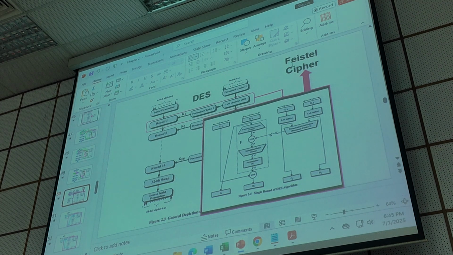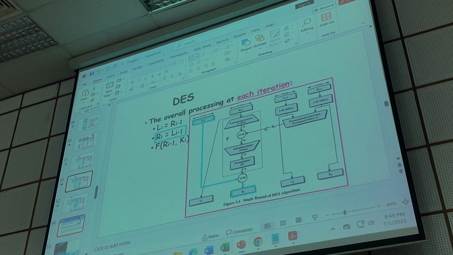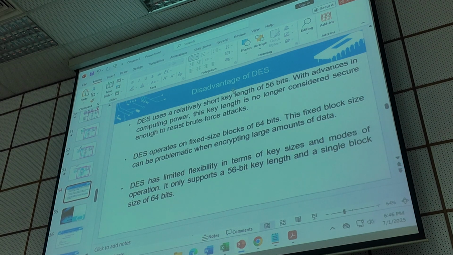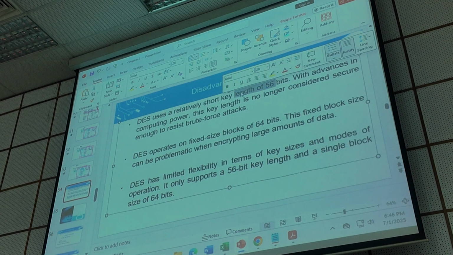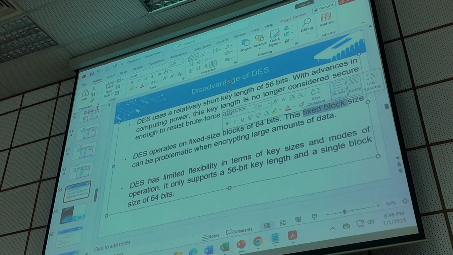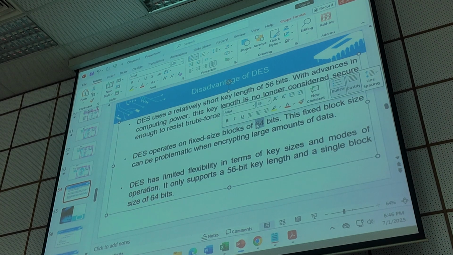Which algorithm uses this structure? DES and 3DES, yes. So you can see from here the disadvantage of DES is actually that the key length is only 56 bits. It is not large enough. And then the block size is only 64 bits. So the fixed block size can be problematic when encrypting a large amount of data. When your plain text is larger than this 64-bit size, you're not able to convert the text to the ciphertext. So this is the limitation of DES.